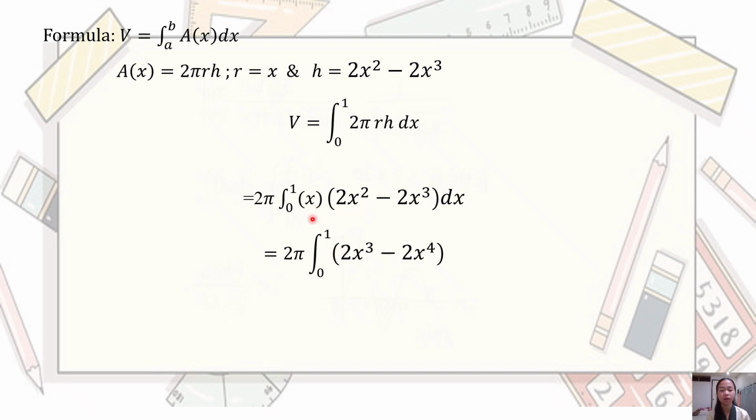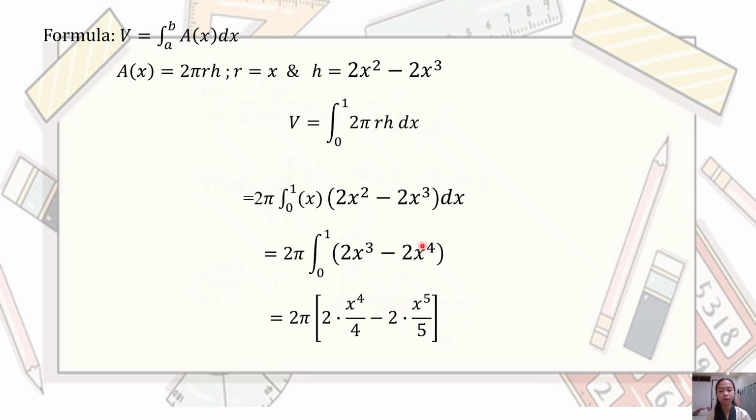So we have here x times 2x squared is equal to 2x cubed, and x times negative 2x cubed is equal to negative 2x to the fourth. What you will do is, we have here an imaginary exponent of 1, so you just add 1 plus 2, so we have 3, and 1 plus 3, so we have the new exponent, which is 4.